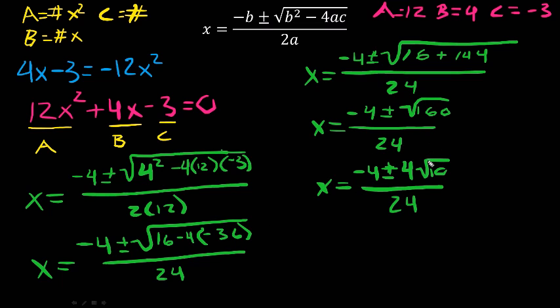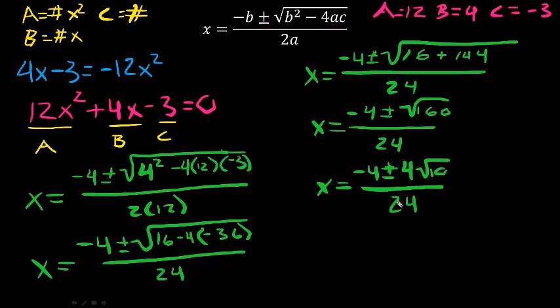Now, after you get done with the square root, the x squared right here tells us that there will be two solutions to the equation. So x can be equal to two things, and it will equal 0 when you plug it into this equation. So our two answers are -4 plus 4 root 10 over 24, and the other answer is -4 minus 4 root 10 over 24.